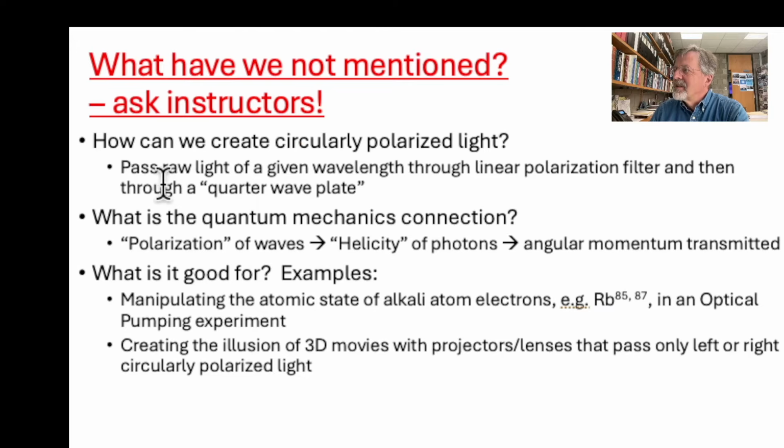And then there's an interesting gadget called a quarter wave plate, which we're not describing here, but it's a birefringent piece of material that retards the motion of one axis of the light with respect to the other by a quarter wavelength. And what comes out the other side is then our circularly polarized wave. So that's one thing you can ask about.